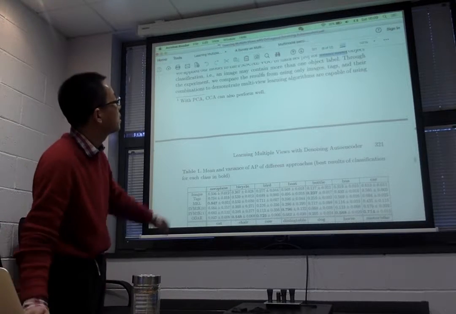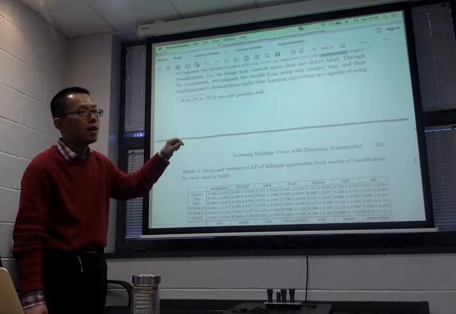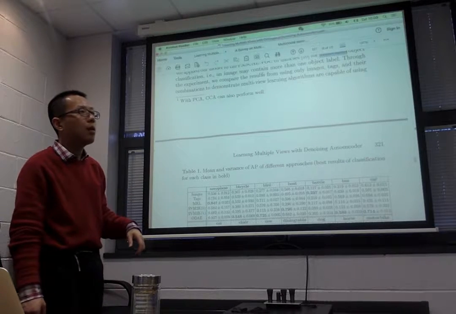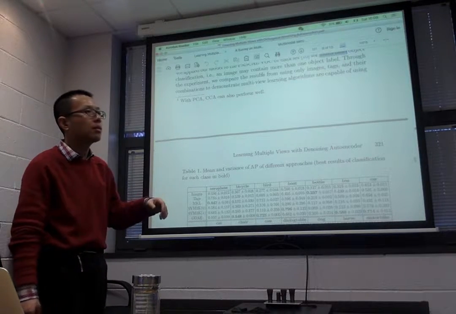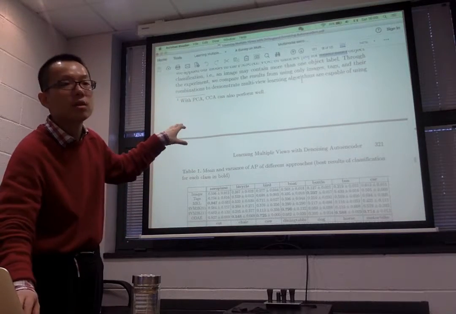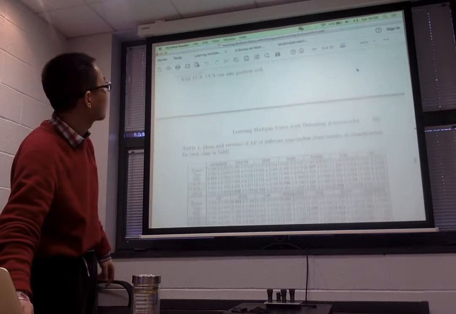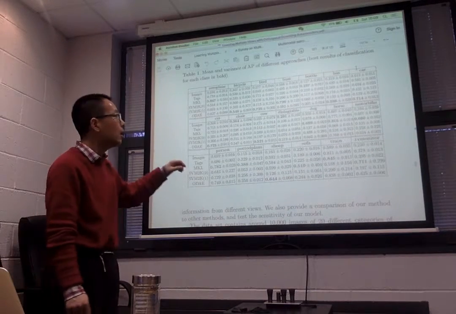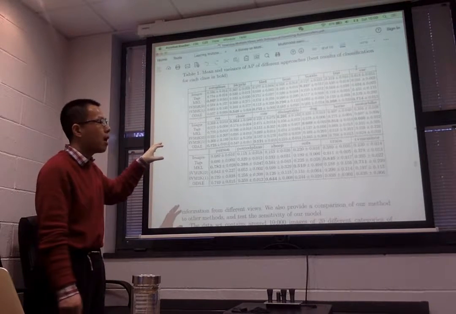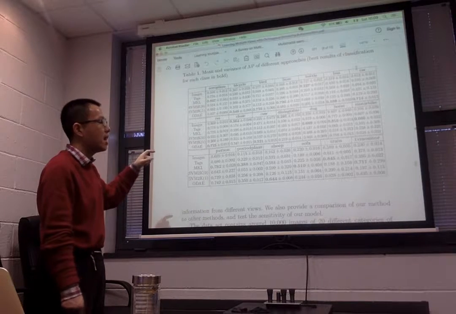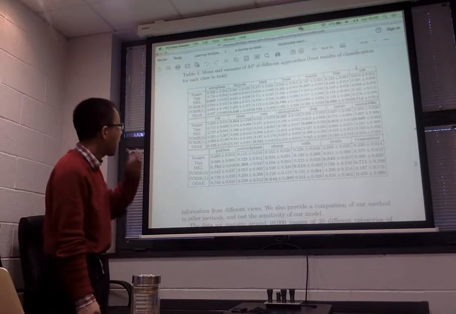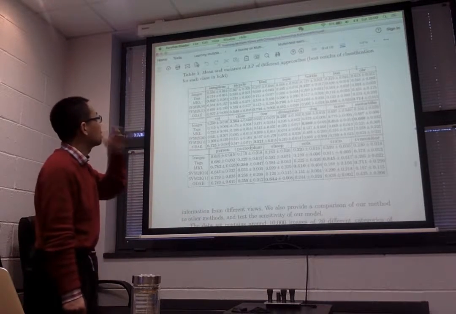The information is in images and text, because those images are from Flickr. Some people make annotations and tags when they upload their images, so they are naturally two views. The task is classification, to classify which objects an image contains. So those are the 20 classes. You can see this is the MAP.